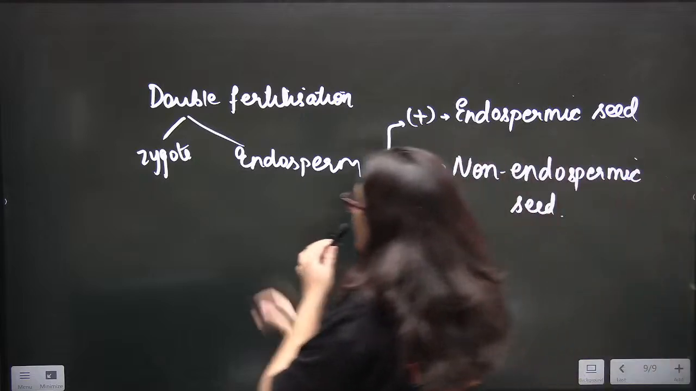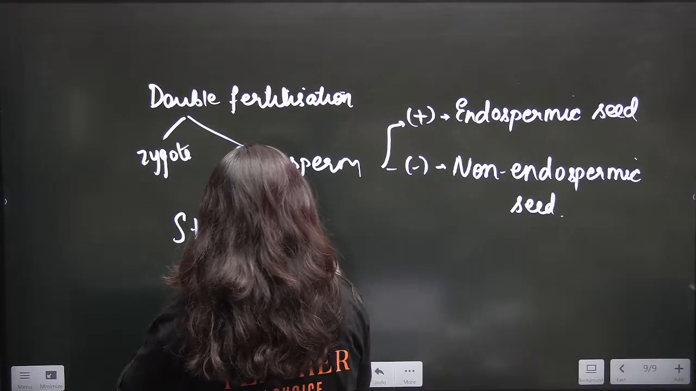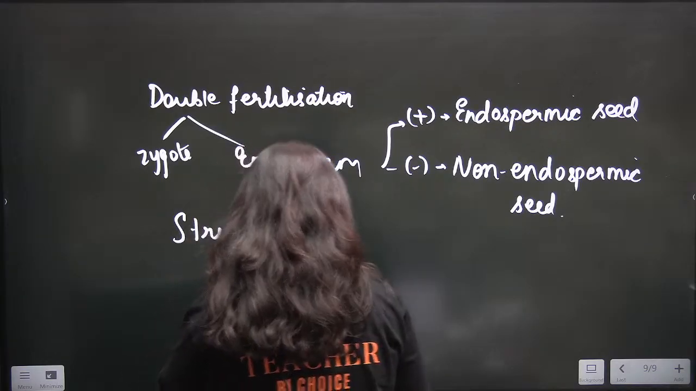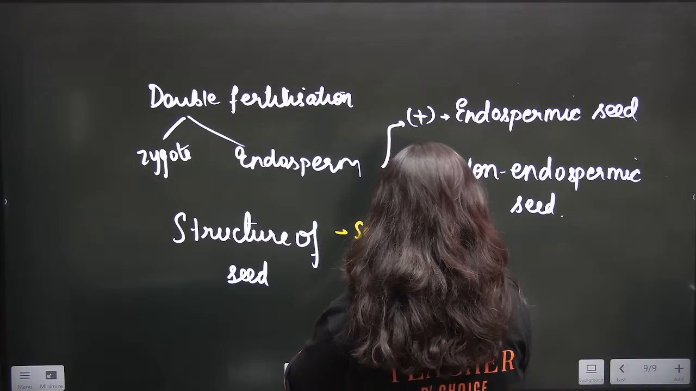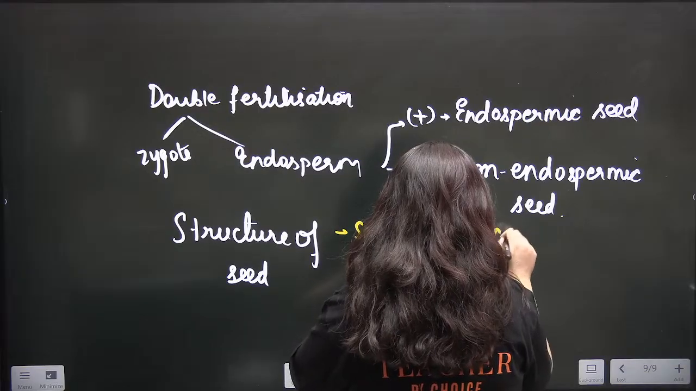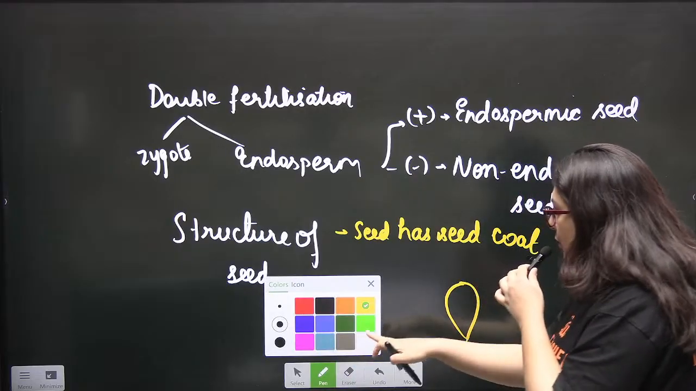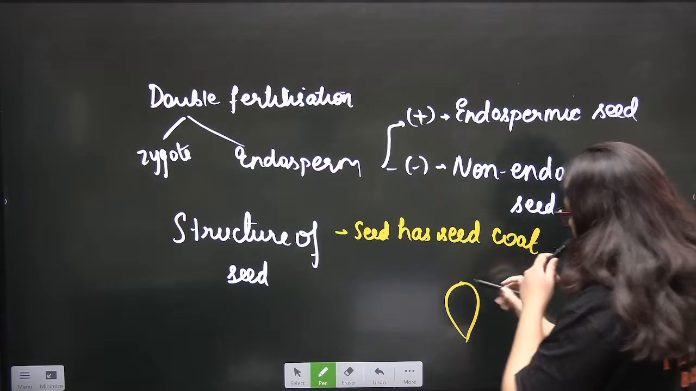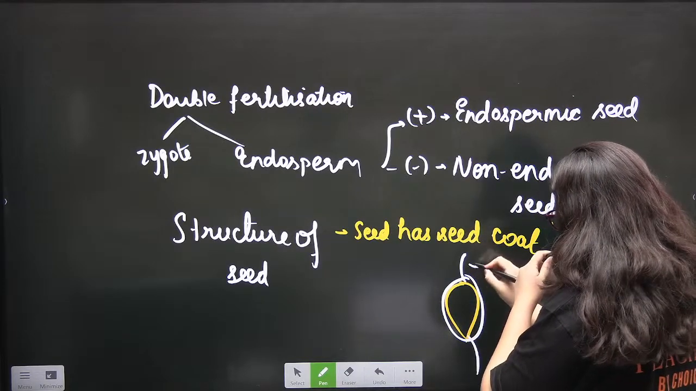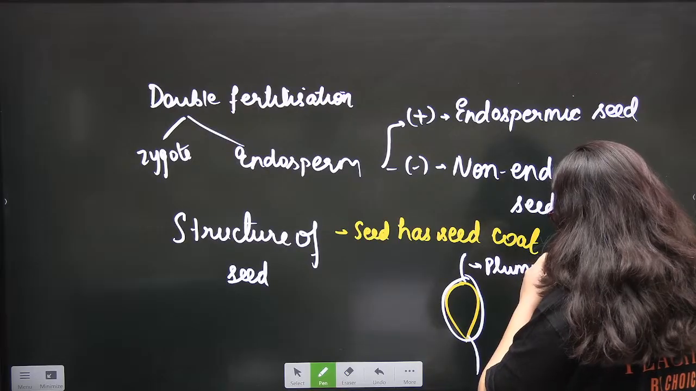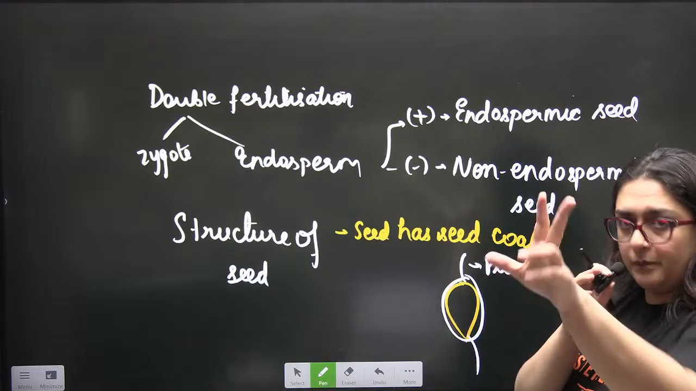Okay. Now, if we consider the structure of seed, the seed has a seed coat. This seed coat should be broken down to remove the dormancy and allow the seed to germinate. Now, plumule and radicle. When dormancy breaks, the seed coat breaks, and the seed germinates, resulting in two structures, plumule and radicle.